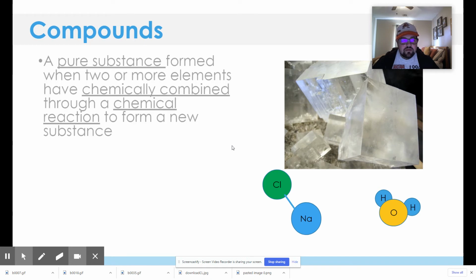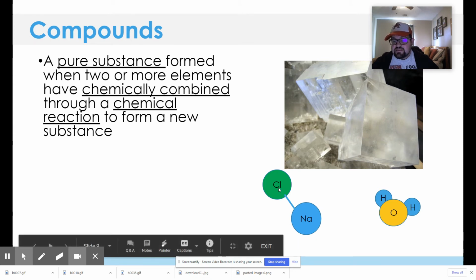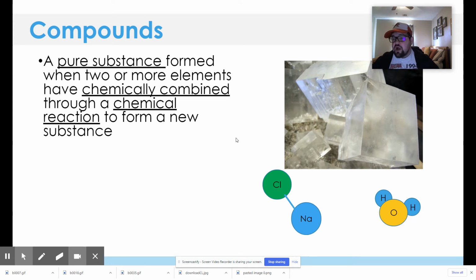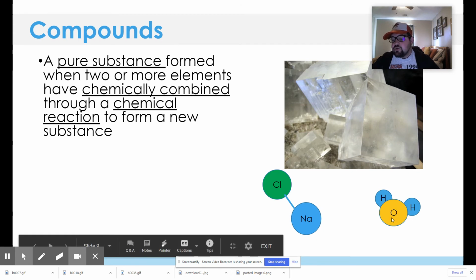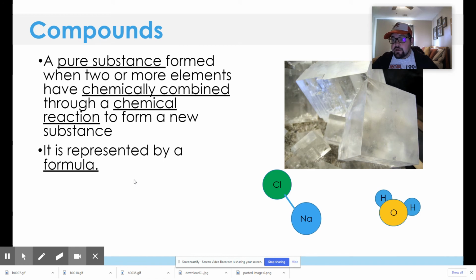Compounds. Compounds are a pure substance formed when two or more elements have chemically combined through a chemical reaction to form a new substance. So table salt, which is NaCl, is a compound. Compounds always have a metal in them. So technically, H2O is a molecule while NaCl is a compound. Compounds are usually a metal and a non-metal, two different substances.